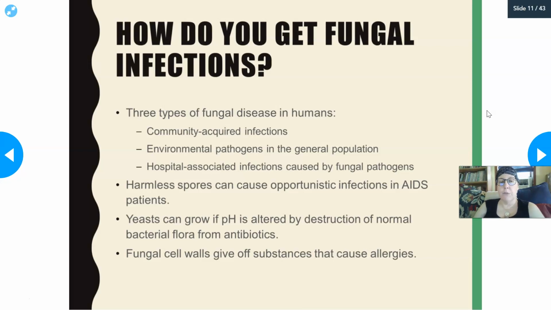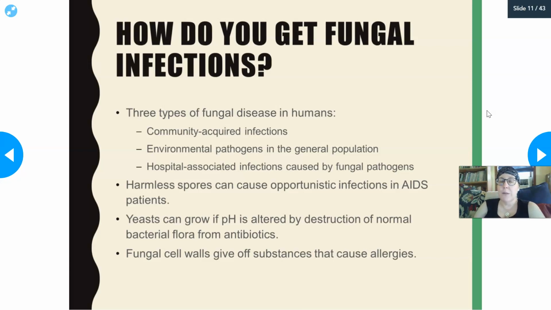There are things such as harmless spores that can cause what we call opportunistic infections in AIDS patients, but also in chemotherapy patients. So anybody that has their immune system compromised could get an opportunistic infection by some of these fungi that normally won't cause any problems in your average healthy person. Yeast can grow if the pH is altered by the destruction of normal bacterial flora from antibiotics. So this is what happened to our patient.